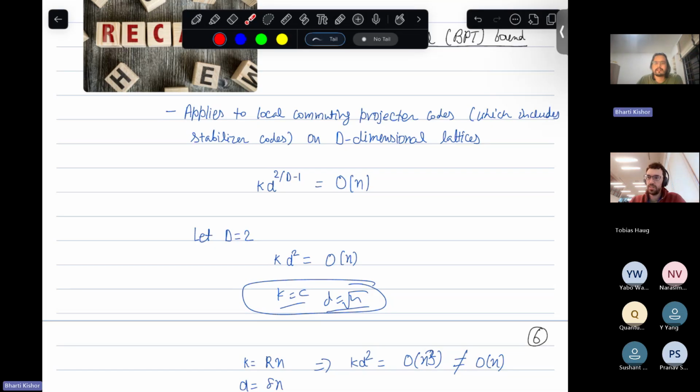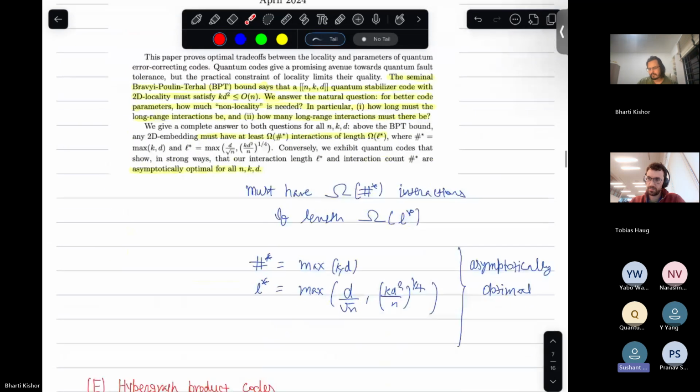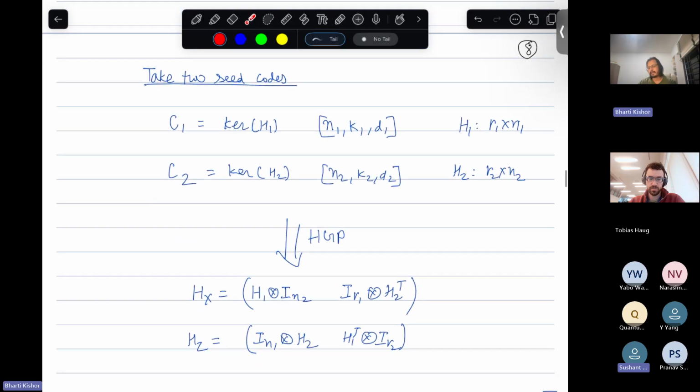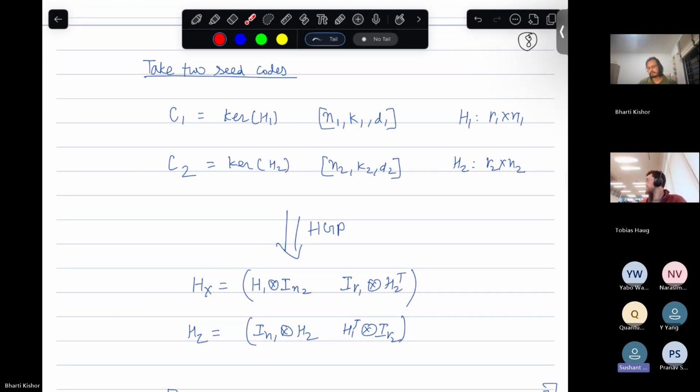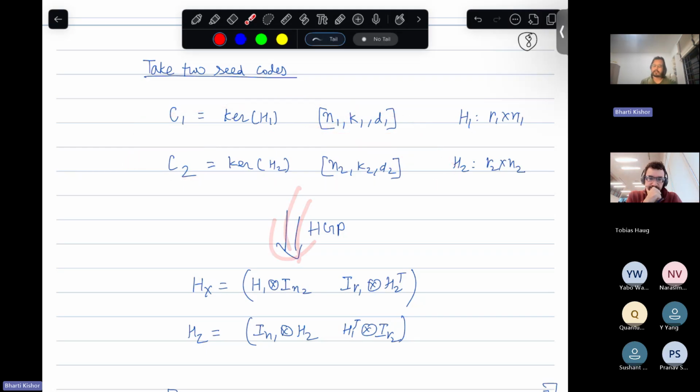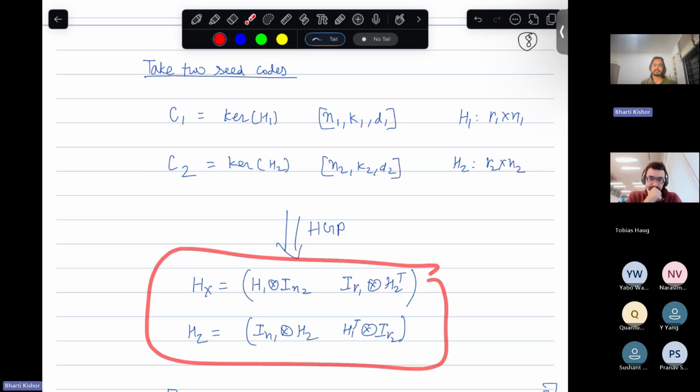Yeah, for the hypergraph product codes, we take two seed codes. Both these seed codes have to be of the same type. Let's say both have to be CSS codes. No, the seed codes are classical. So you are taking two classical codes and using them to construct a CSS code.